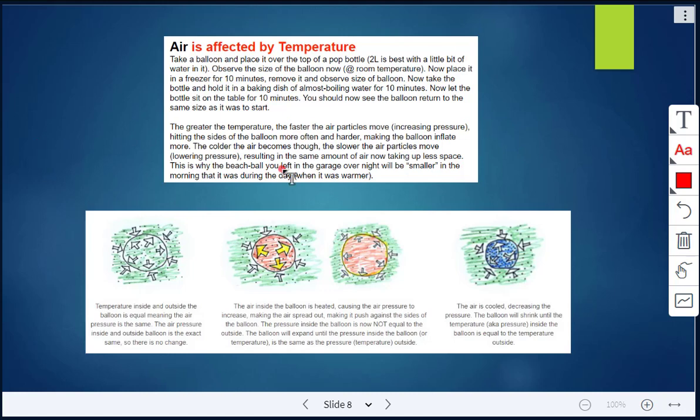All right, so here in this first picture, temperature inside and outside the balloon is equal, so the air pressure is the same. The air pressure inside and outside the balloon is the exact same, so there's no change.